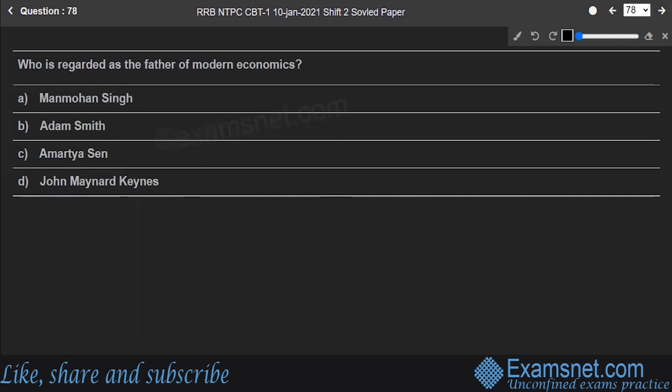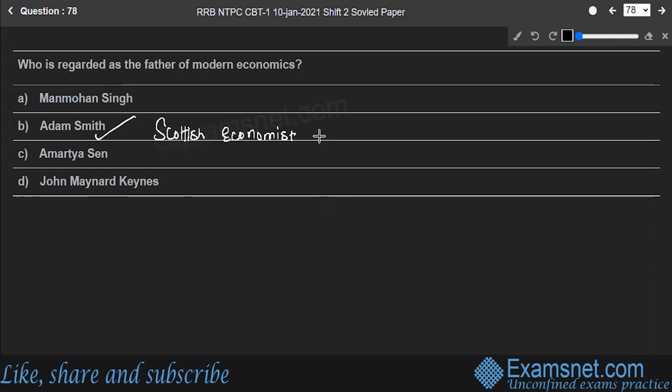Next is 78th question. What is regarded as the father of modern economics? Manmohan Singh, Adam Smith, Amartya Sen, or John Maynard Keynes? The correct answer is Adam Smith. Adam Smith was a Scottish economist, also known as the father of economics or the father of capitalism.